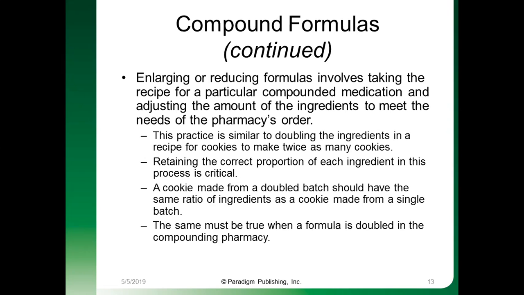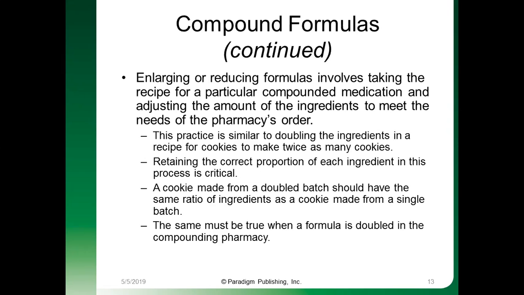So we're going to have to follow some steps in order to meet the needs of whatever the medication is needed for, and the amount of patients that it's needed for. This practice is similar to doubling the ingredients in the recipe for cookies to make twice as many cookies. Retaining the correct portion of each ingredient in this process is critical. The cookie made from a double batch should have the same ratio of ingredients as a cookie made from a single batch.